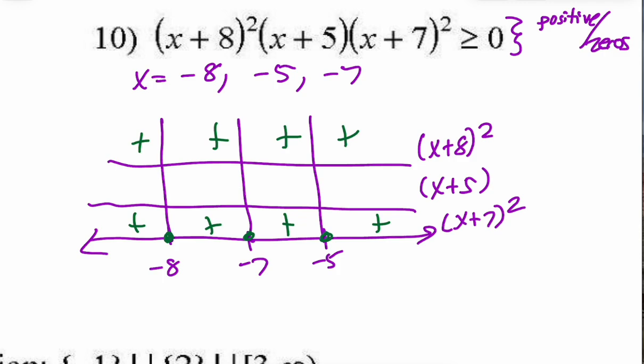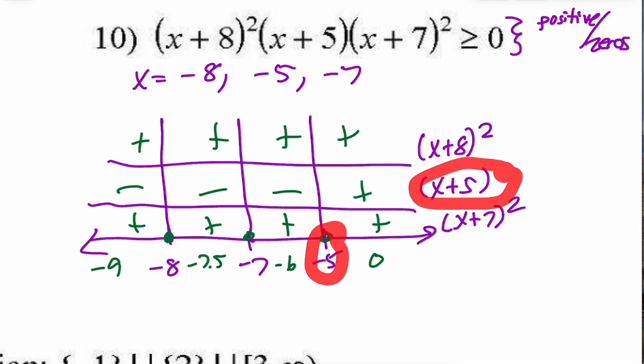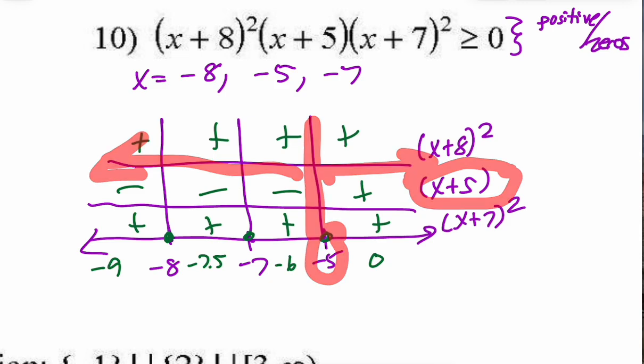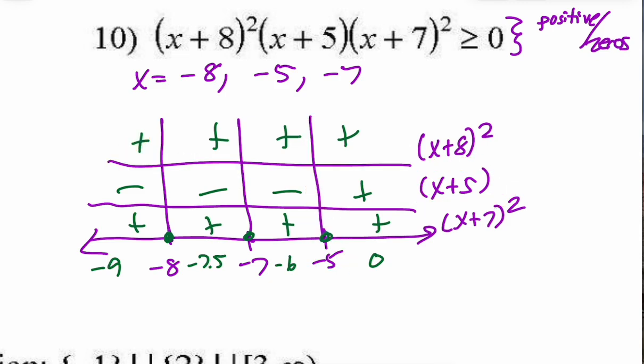So the only one I have to test is x plus 5. So I'm going to do -9, -7.5, -6, and 0. But something else, I'm going to give you a little hint in a second. If I plug in -9, I get a negative. If I plug in -7.5, I get a negative. If I plug in -6, I get a negative. If I plug in 0, I get a positive. Do you see how -5 is the 0 that went with x plus 5? That's its 0. Do you see how to the left of it it's negative and to the right of it it's positive? That's going to happen, okay?